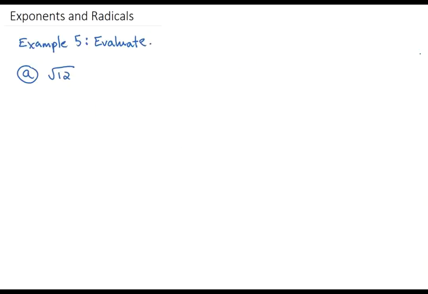Alright, example 5, we're still evaluating, and our number here is the square root of 12. And like we saw with the square root of 3, there's not an integer times itself that gives us 12. Our brains may think 6, but that's not taking the square root of it, that's dividing it by 2. So you don't want to confuse multiplication and division with exponents and radicals. But that doesn't mean we stop here.